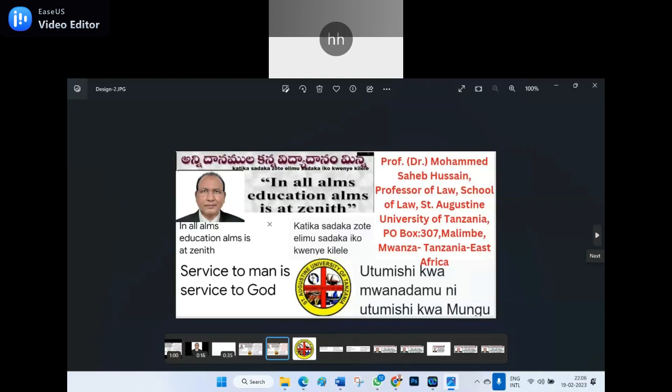And the other one is, service to man is service to God. Utumishi kwa mwanadamu ni utumishi kwa Mungu. That is my slogan. Service to man is service to God. In all arms, education arm is at zenith.